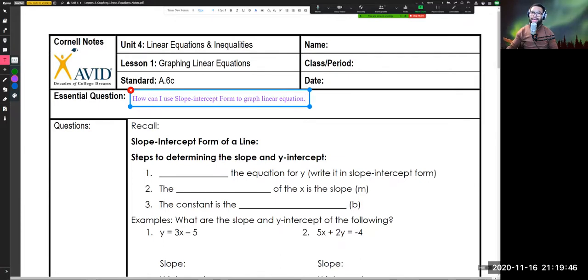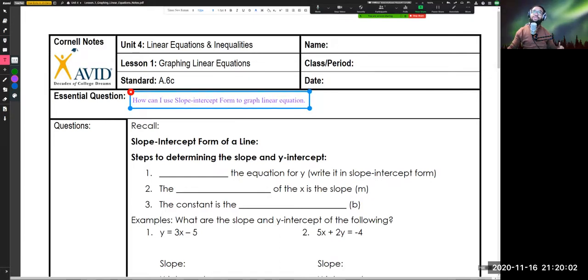And if you're wondering, a linear equation is just the equation of a line. Linear means line. That's the root of this word, line-ar. So a linear equation is just the equation of a line. By the end of this lesson, you will know how to use slope intercept form to graph a linear equation. So now let's think back.